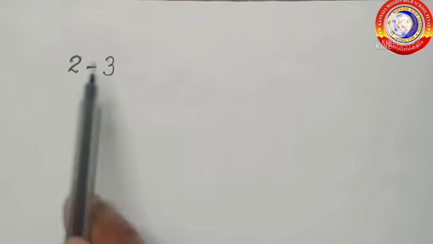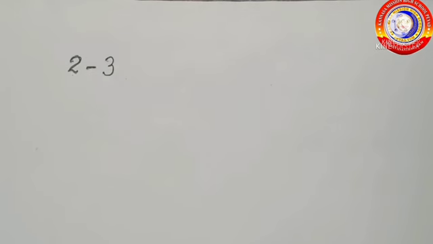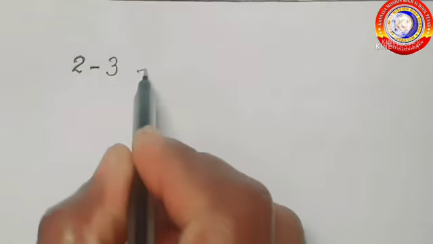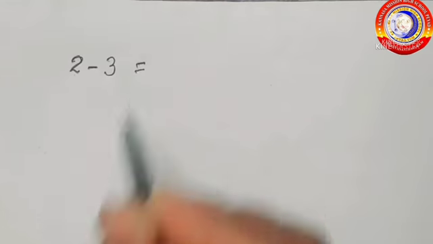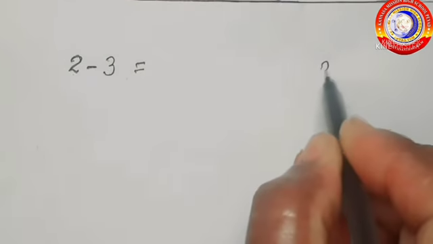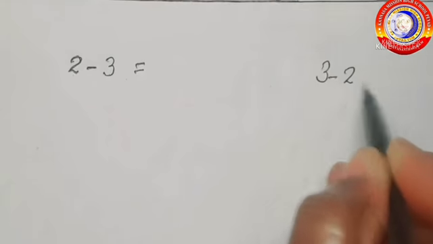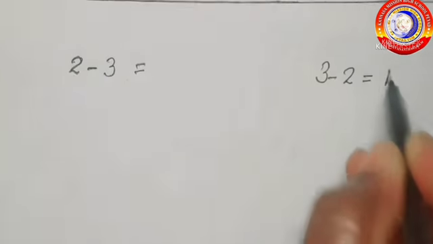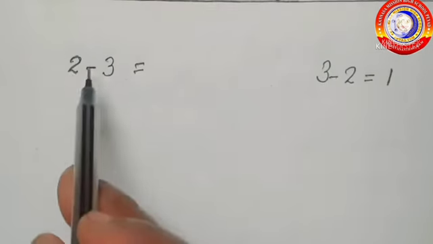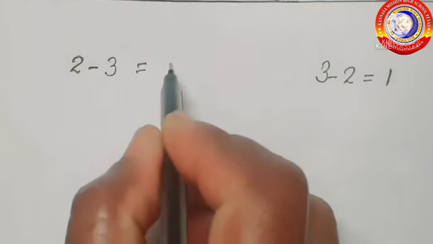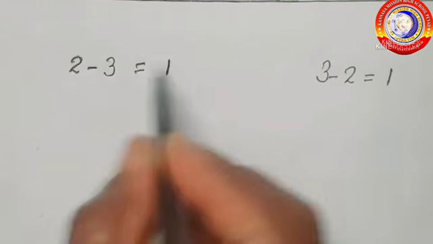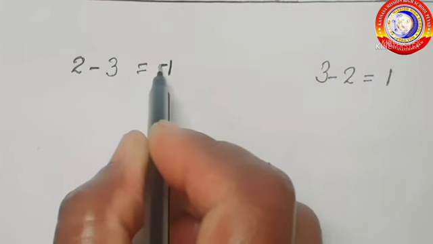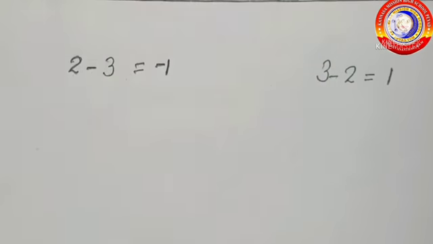First one, 2 minus 3. Here plus 2 and minus 3. So different sign, and we subtract the smallest number from the largest number, that is 3 minus 2. 3 minus 2 is 1. So 2 minus 3 is 3 minus 2, 1. Then put the sign of the largest number. So, put minus 1.